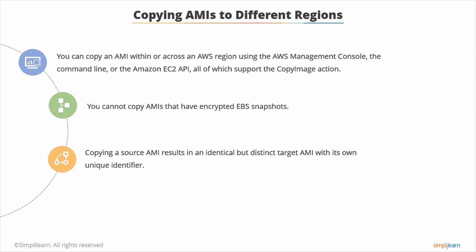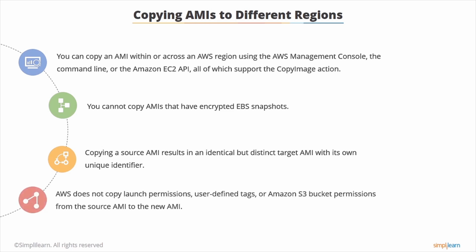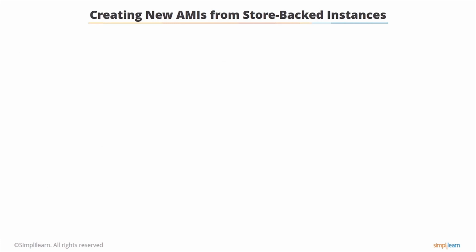The source AMI can be changed or deregistered with no effect on the target AMI. The reverse is also true. AWS does not copy launch permissions, user-defined tags, or Amazon S3 bucket permissions from the source AMI to the new AMI. After the copy operation is complete, you can apply launch permissions, user-defined tags, and Amazon S3 bucket permissions to the new AMI.